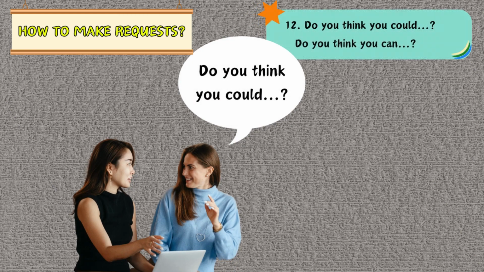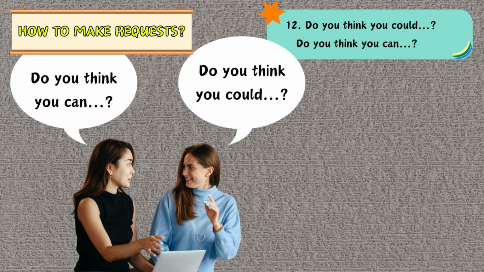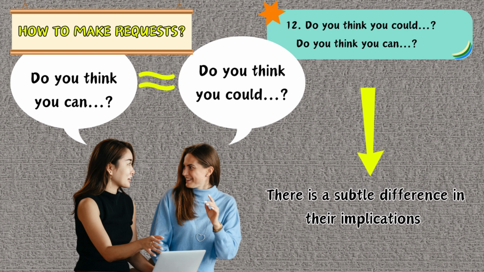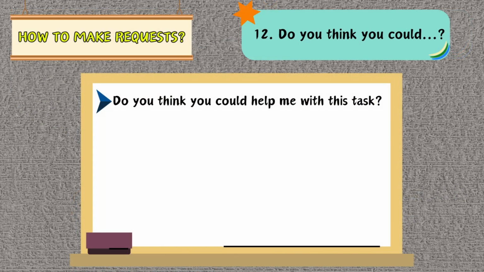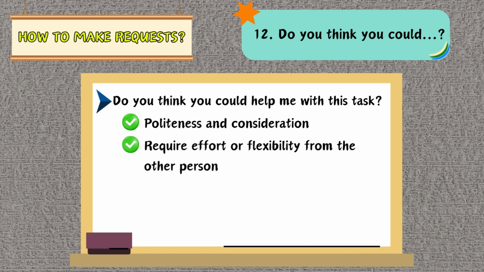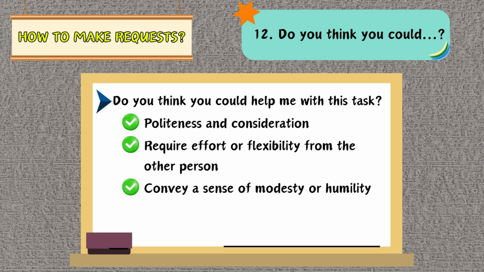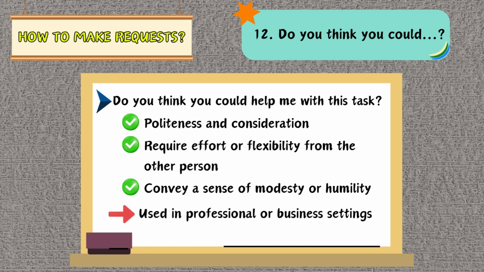Number 12, do you think you could or do you think you can. The phrases do you think you could and do you think you can are similar, but there is a subtle difference in their implications. Example: do you think you could help me with this task? This structure is often chosen for its politeness and consideration. It implies that you are aware the request may require effort or flexibility from the other person. The use of could can convey a sense of modesty or humility, recognizing that the person may have other commitments or considerations. It is generally more formal and is commonly used in professional or business settings.